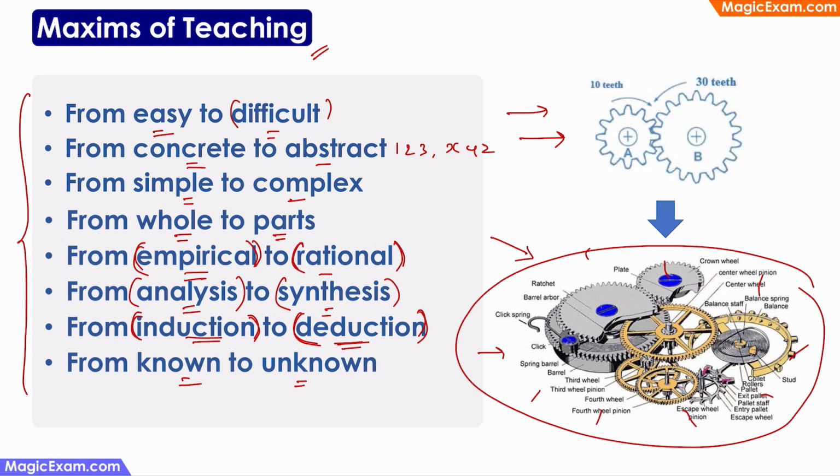From known to unknown: first I will teach you about the moon and stars, which you can see, which you already know about. And then I will teach you about black holes and other concepts which are unknown. So you start from known and move towards unknown. So these are some of the important maxims of teaching. You can pause the video here. You can repeat this part or just try to memorize all of these different maxims.